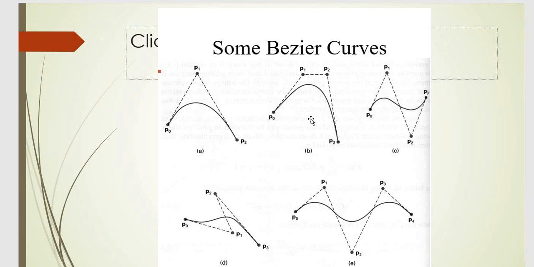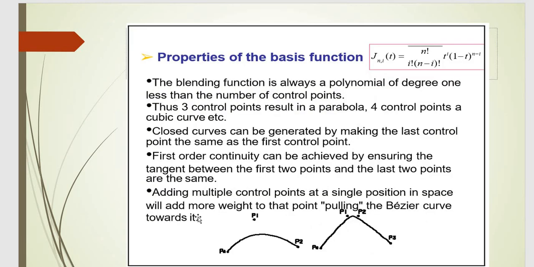Getting everyone? Now the points are not always on the curve. Always remember this point. The points are not always on a curve. The curve order is equal to the number of control points minus 1. If you observe P1 and P2, these 2 points are known as the handle points. P0 and P3, the starting and the ending point of a curve, are known as the anchor points.